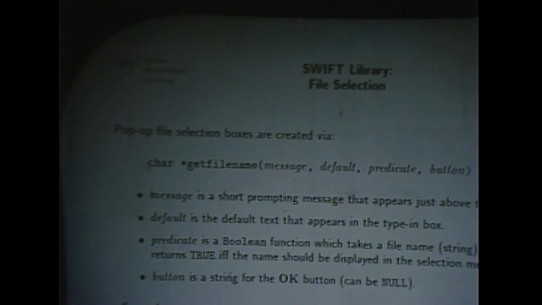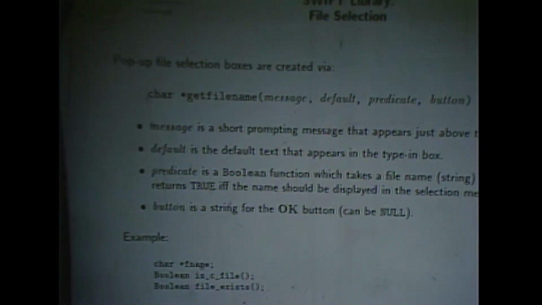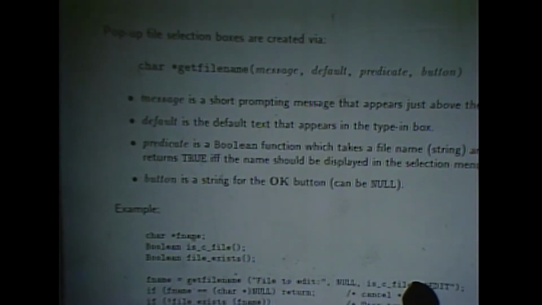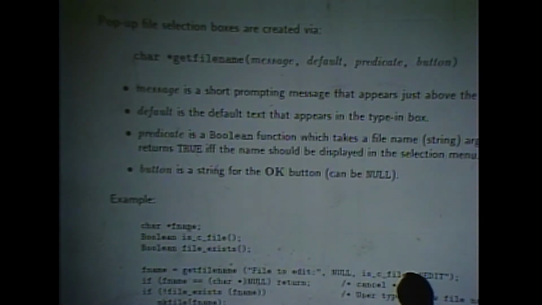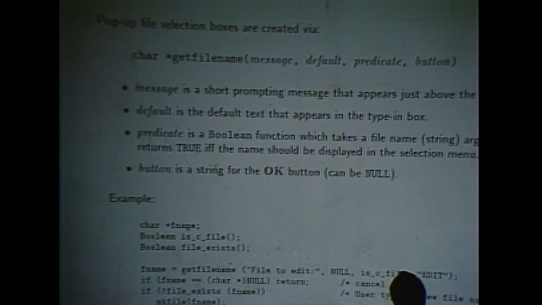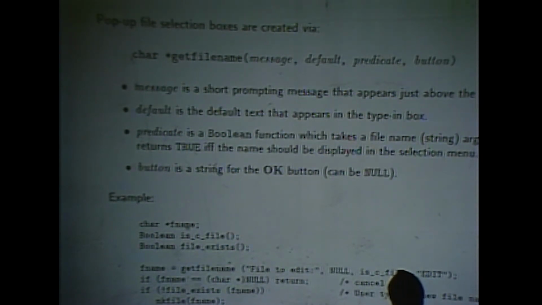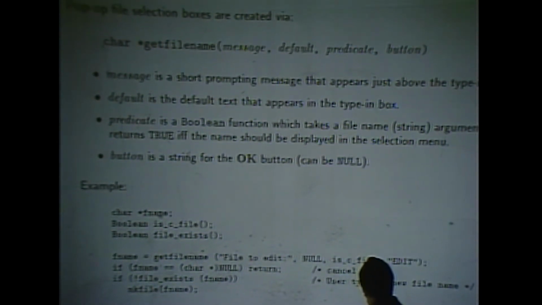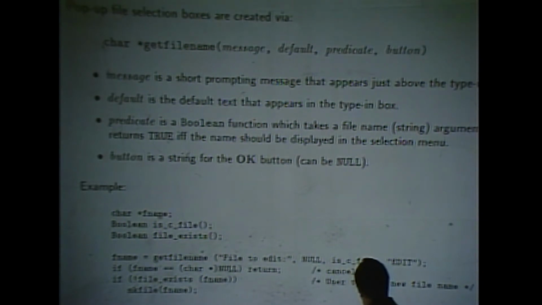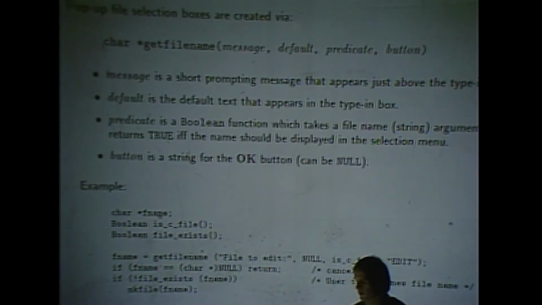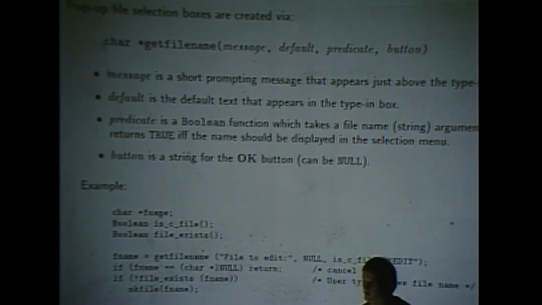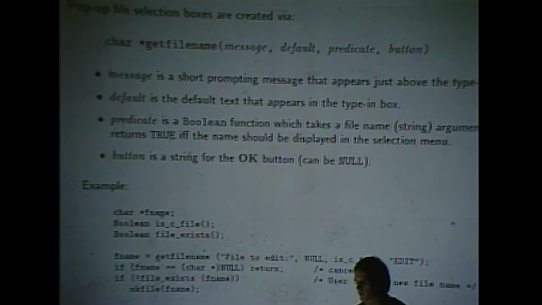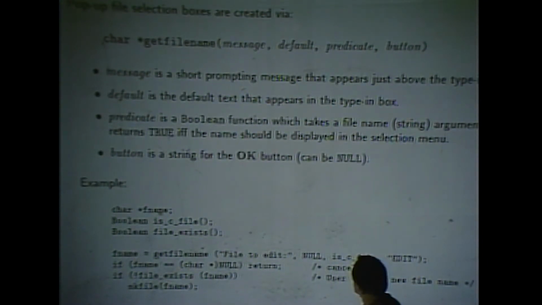The file selection boxes get popped up by a function called getFileName. There are 4 arguments, and one is the prompting message. Another is the default file name that's going to appear in the type-in box, unless you do something to change it. Predicate is the name of a function written by the application, which takes a file name as an argument and returns true if that file name should be displayed. And that can be an arbitrarily simple or complicated program. It might just check to see if the name ends with .c, or it might actually open the file and see if it has an appropriate magic number or something like that. And that's what selects what will appear in that scrolled menu.